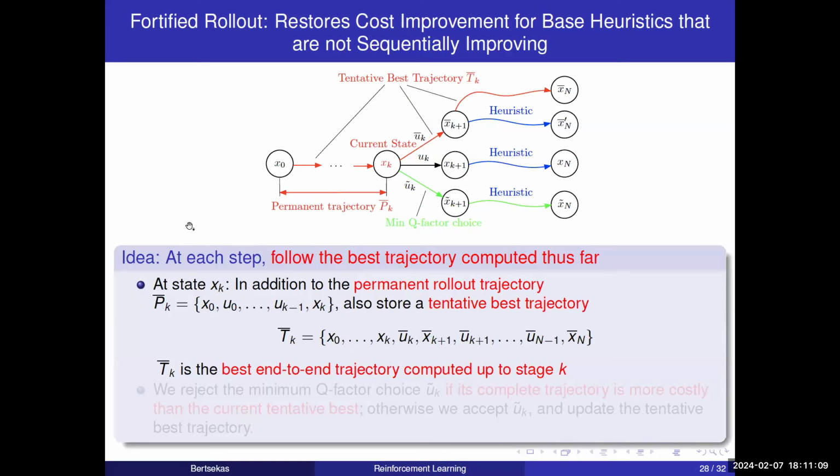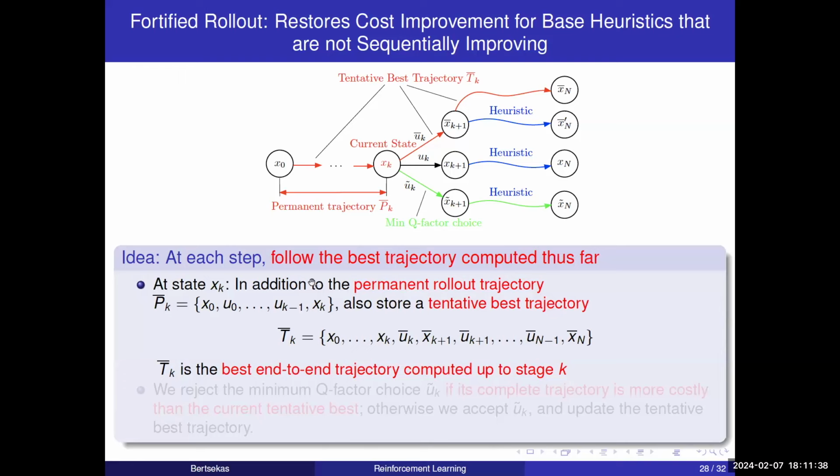We saw that rollout generates a sequence of trajectories. What we're going to do is, at each step, follow the best trajectory computed so far. So we're going to keep track in memory of whatever the current running best trajectory is and its associated cost. And if rollout tells us to do something different, then we're going to disregard rollout and follow our current tentative best trajectory.